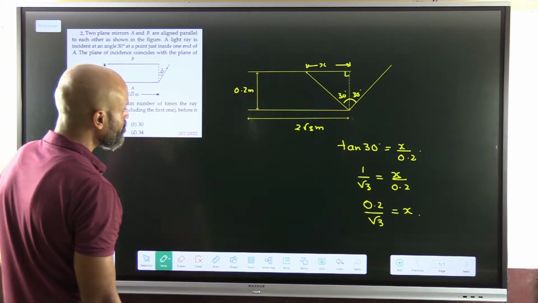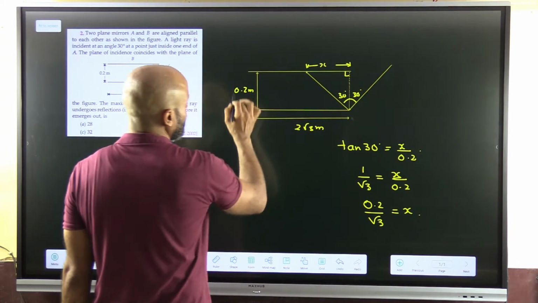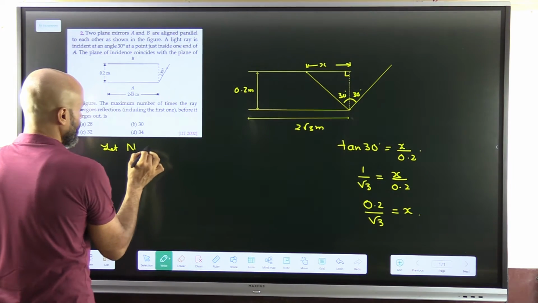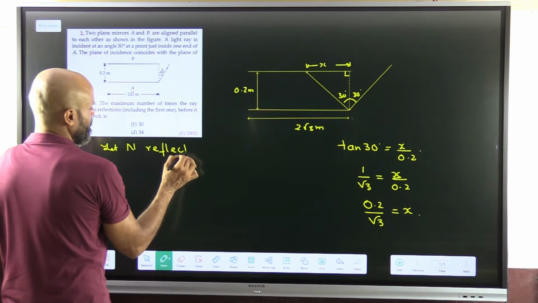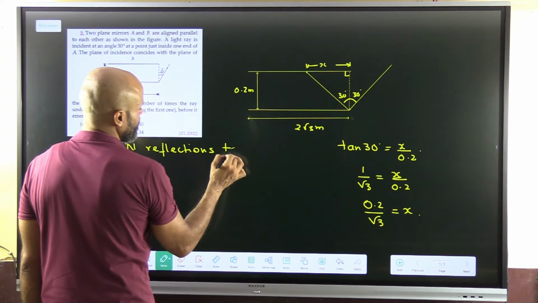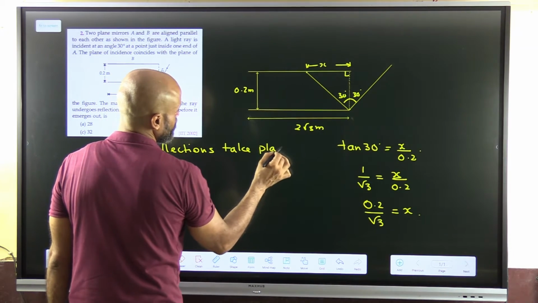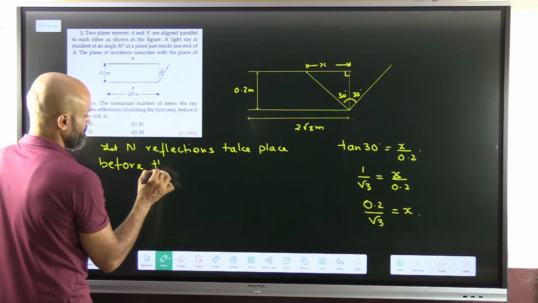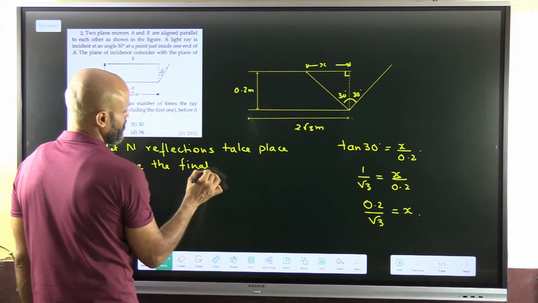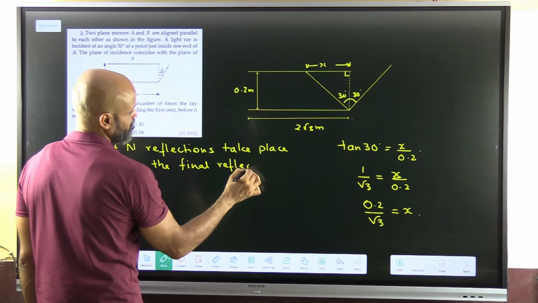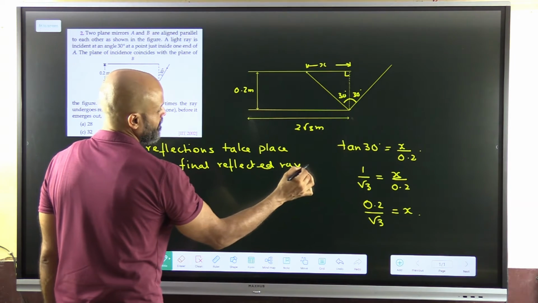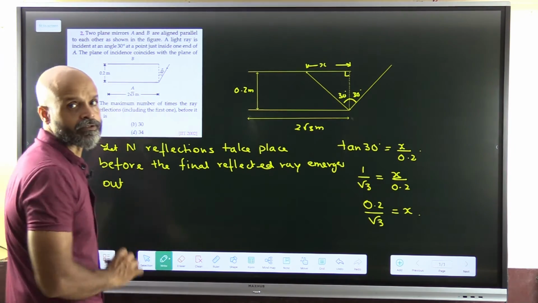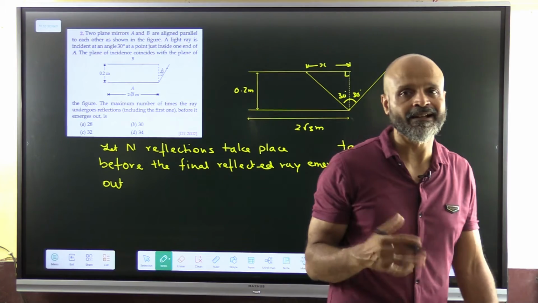Now let's say we have n reflections. Let n reflections take place before the final reflected ray emerges out. So there will be n reflections before the final ray emerges out.